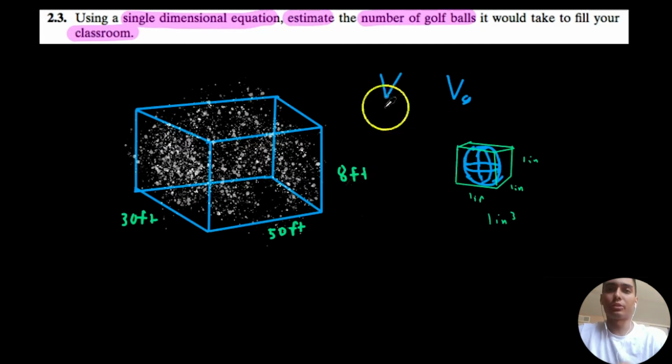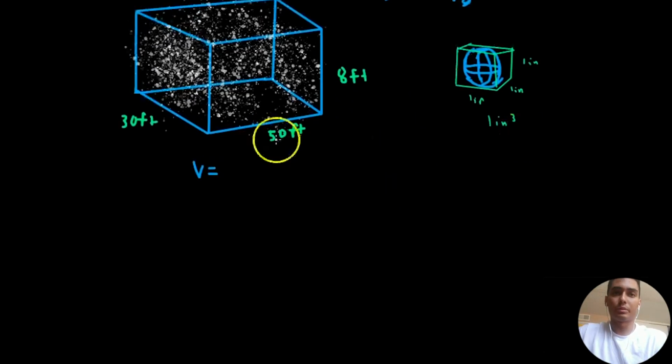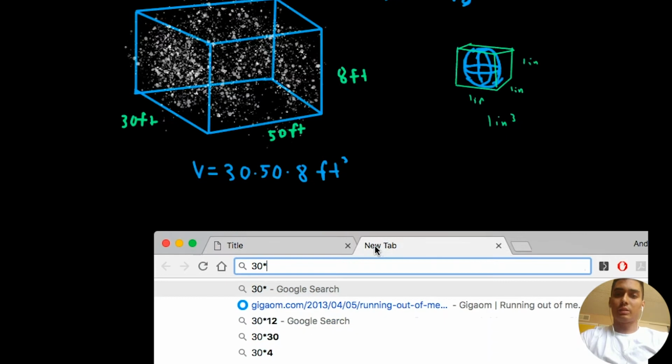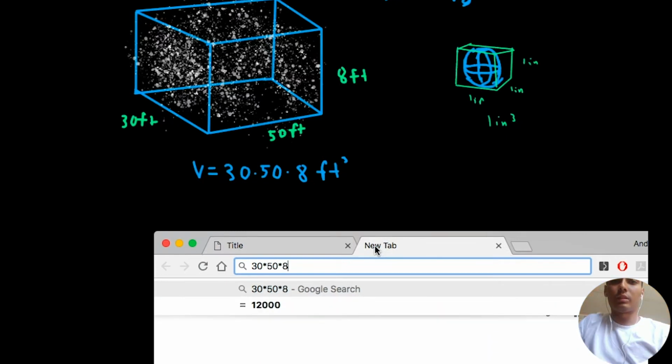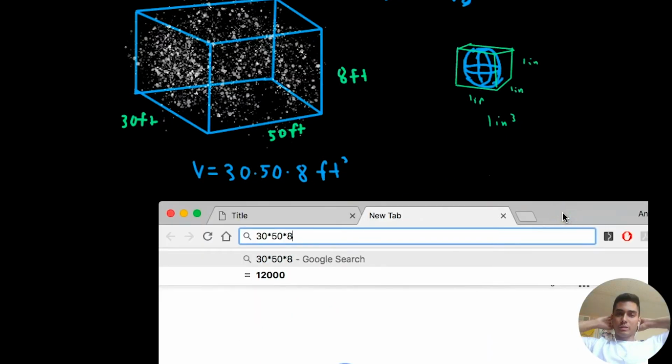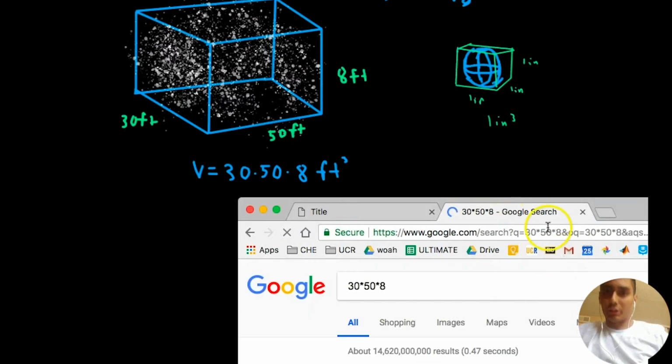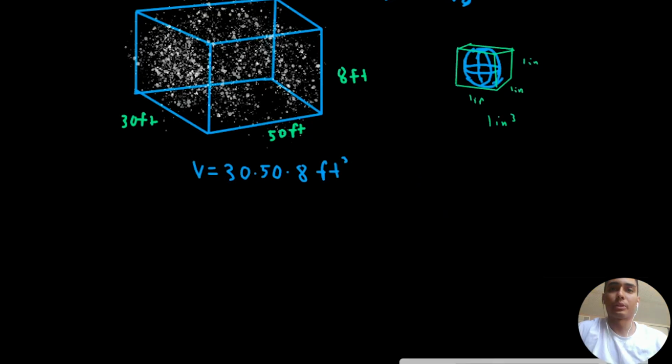All we have to do is the volume of the room is going to be 30 times 50 times 8 feet cubed. You'd think I'd be good at math by now, but let's see if we can do this in my head. So is that 900? 30 times 50 times 8. 12,000. Not even close. Yeah, you'd think by now I'd be good at math, but no. Okay, so 12,000. So we've got a 12,000 foot cubed room here. Again, this is just my estimate. I just chose these numbers out of nowhere.